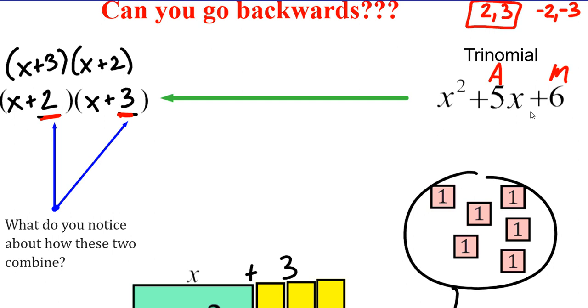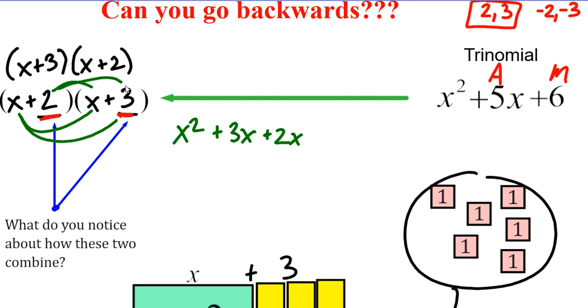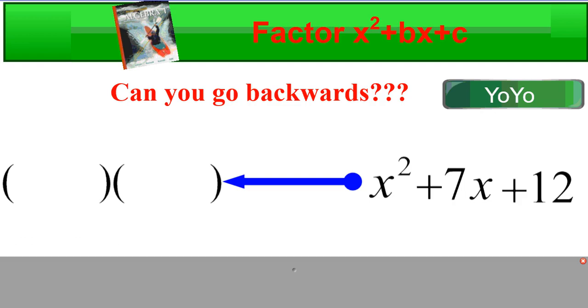How can you check your work? You can always multiply. If I multiplied backward, x times x, that'd make x squared. X times 3 would make 3x. Then the 2 would distribute. I get 2x. And then 2 times 3 makes 6. And look, 3x plus 2x makes the 5. 2 times 3 makes the 6, and it checks out. So my factors are x plus 2 and x plus 3.